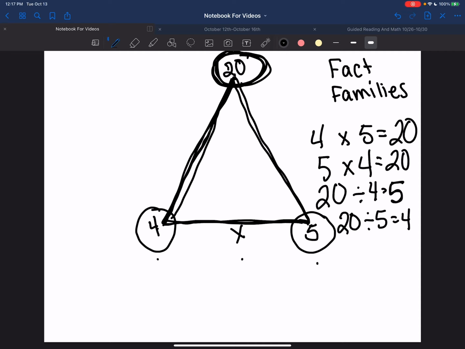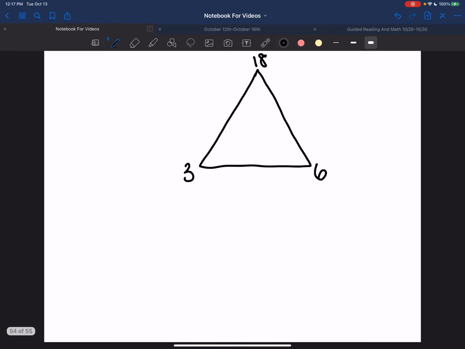So with fact families, unless 2 of the numbers are the same, unless 2 of the factors are the same, you can always write 4 multiplication or division facts. 2 multiplication, 2 division. Let's look at this one. So remember I just said we can write 4 facts. 2 multiplication, so some number times some number equals something, and 2 division, something divided by something equals blank. Let's see if we can fill in our blanks.